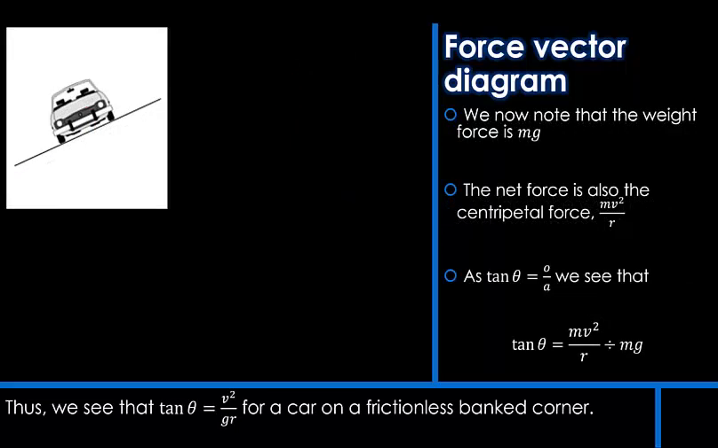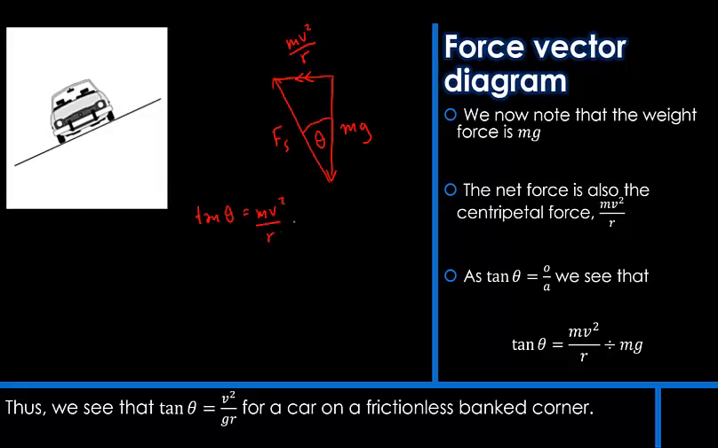Now we can note that if we draw that diagram again, the weight force is mg, where m is the mass of the car, and the support force looks like this, F support, with our angle, and this is our centripetal force, which has the equation mv squared over r. This is very similar to what we had for the conical pendulum, where the tan of the angle is equal to mv squared over r divided by mg. If we cancel these m's, we get v squared over rg again. So now we have an expression that relates the angle of banking to the speed, the radius of the corner that the car is turning, and the acceleration due to gravity.